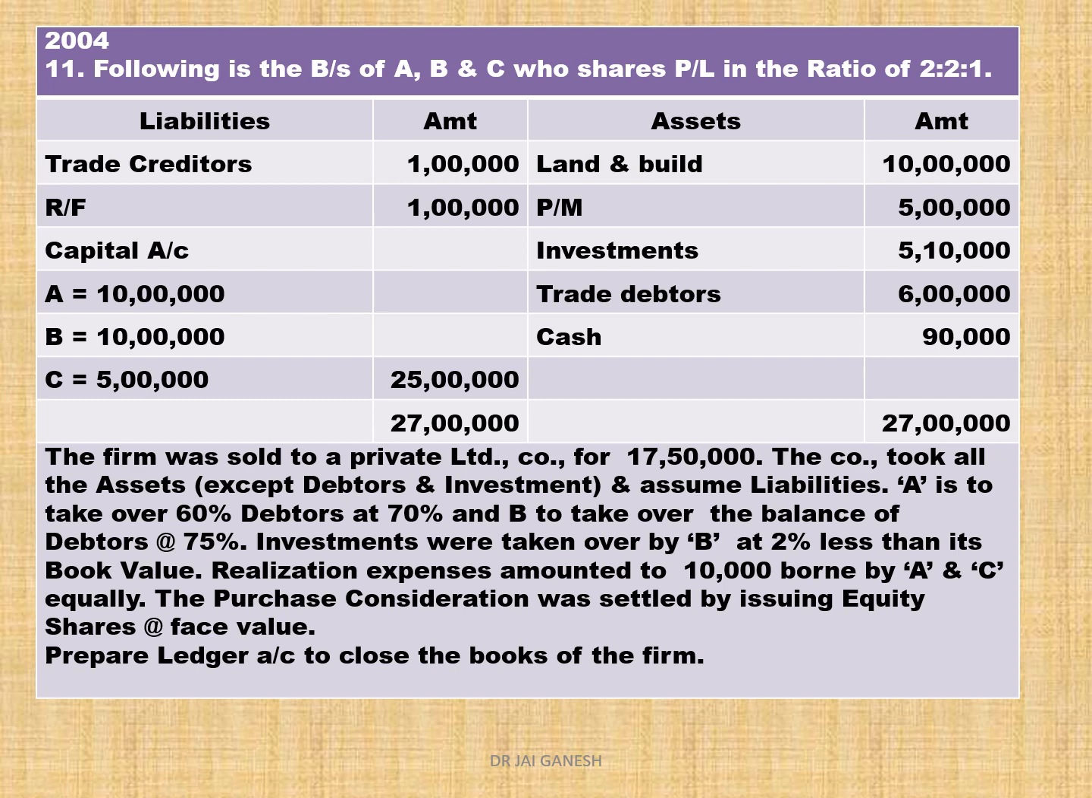Asset side we have land and building, plant and machinery, investments, trade debtors. All these four assets to be transferred to realization account. And cash is also taken over by the company. So all 5 assets to be transferred to realization account in the debit side.